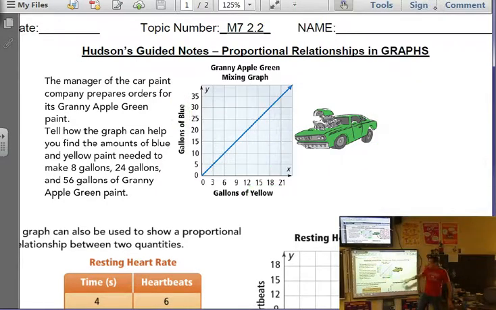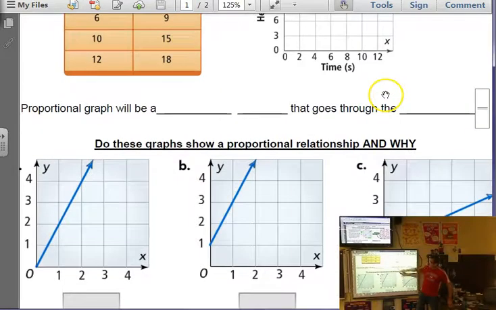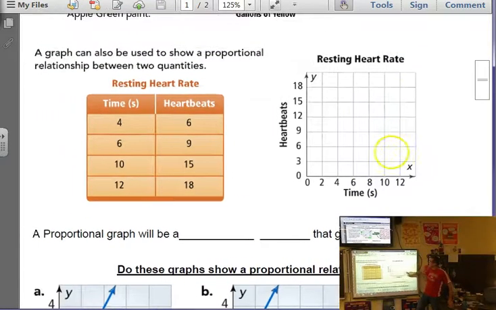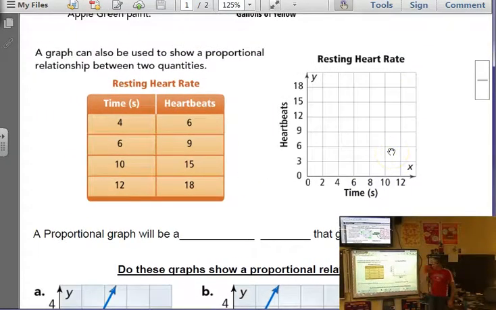So the biggest thing to see in these graphs, I'm going to jump past the second. Actually, yeah, let's do this one and see if you guys can figure this out. It's the same one. I know. It's from our Got It, which is why we went back and did that Got It. So we want to take these points and graph them. Your x-axis is your time. Your y-axis is your heartbeats. And I want to see if you can figure out what will go on these lines. That a proportional graph is a blank blank that goes through the blank.